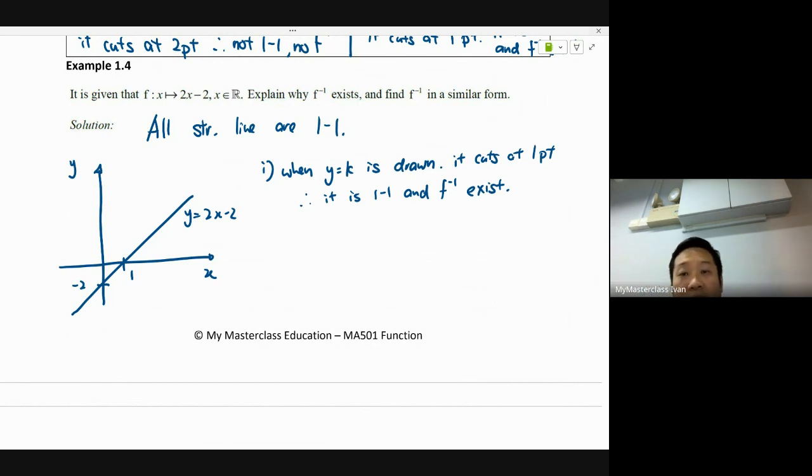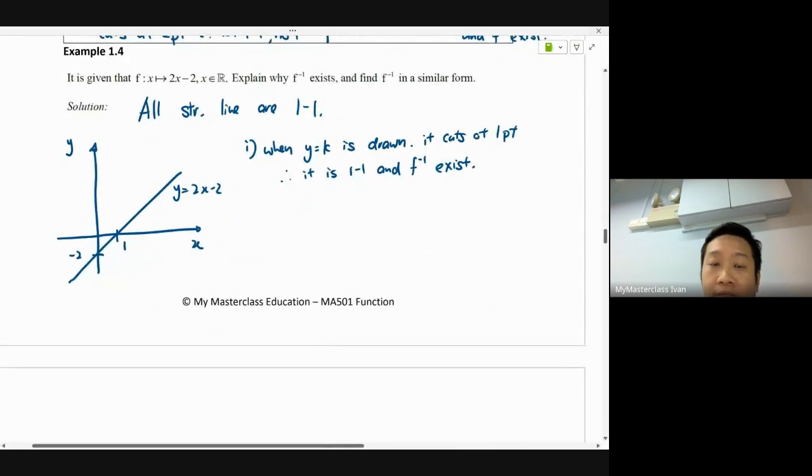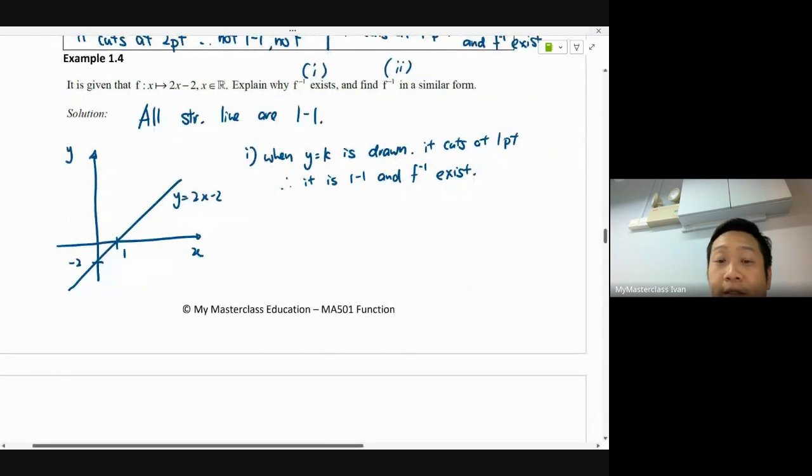That is part 1, because part 2 is to find f inverse in a similar form. Just say the same thing. F inverse is f inverse, not f power. Yeah, we haven't reached that. We are only explaining why f inverse exists. We haven't done part 2. This is part 1. Yes, later you see.